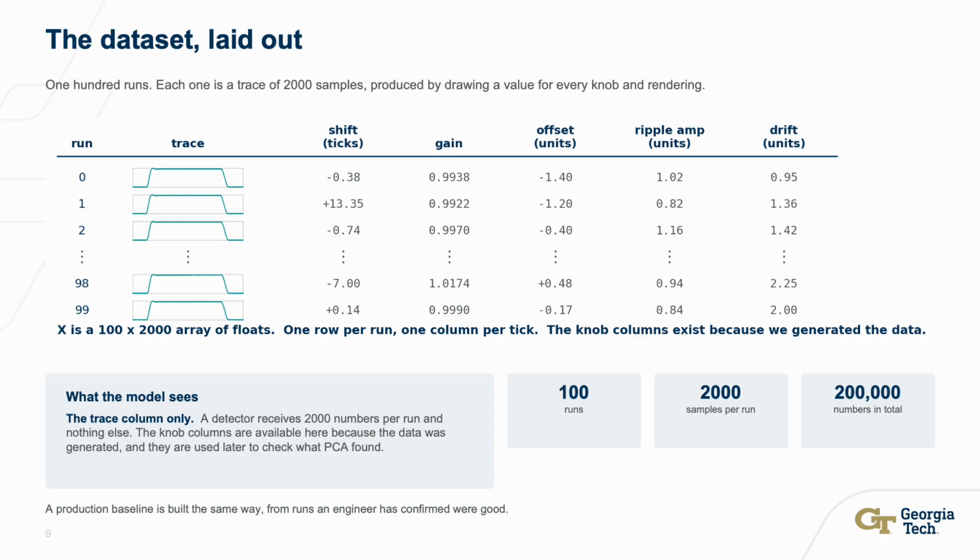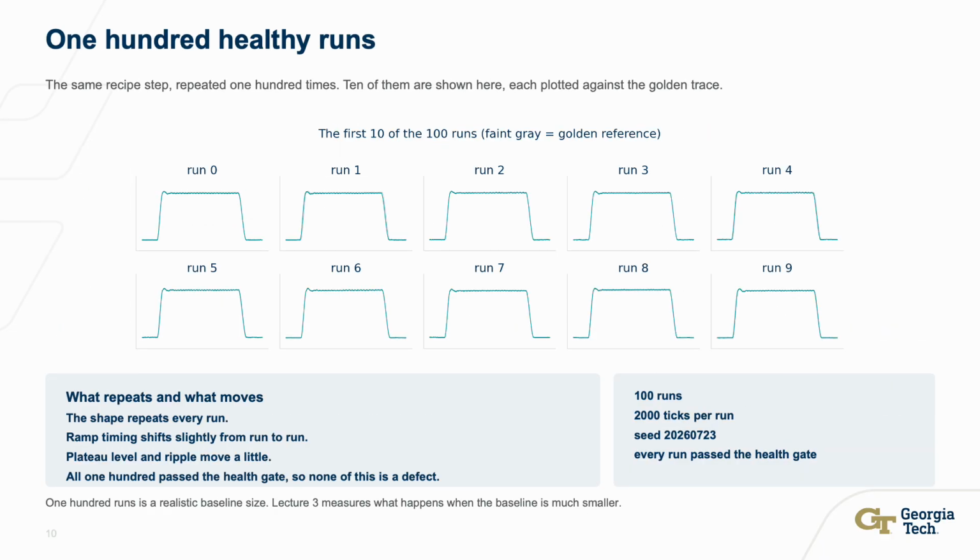The important line is in the card on the left. The detector sees the trace column, 2000 numbers per run, and nothing else. Those knob columns exist here only because we generated the data ourselves, and we are going to use them later as an answer key to check what the method found. In a fab, you do not have them.